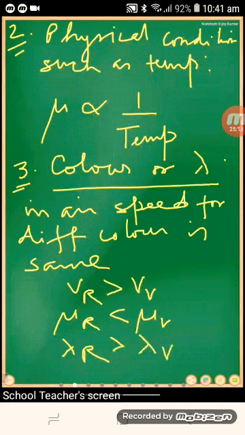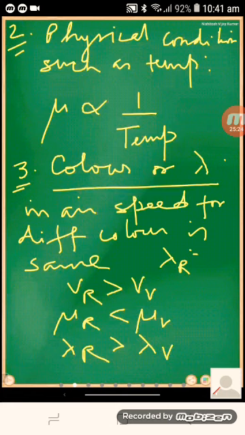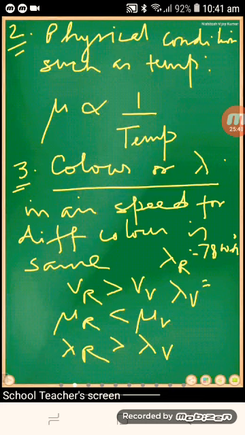So see, all of these are interrelated. We all know that the wavelength of red color is around 7,800 angstrom, approximately 800 angstrom. Somewhere it is written in nanometers, it will be 780 or 800 nanometers. And the wavelength of violet color is around 4,000 angstrom, or 400 nanometers.